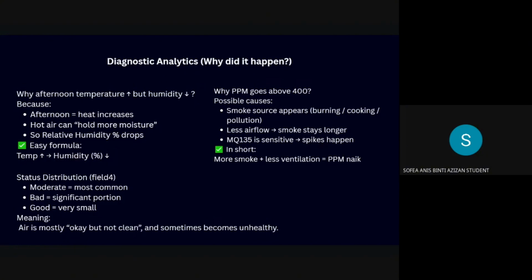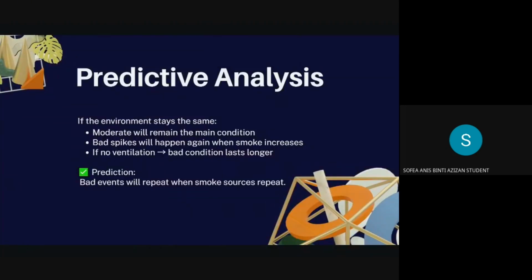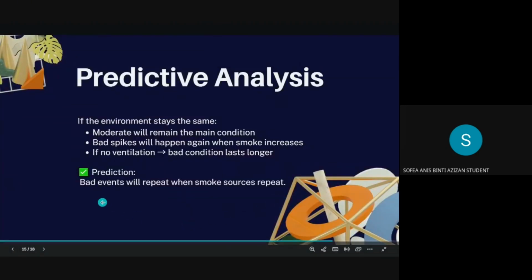Why does ppm go over 400? Possible causes are smoke sources occurring, like burning, cooking, or pollution. And also less airflow means smoke stays longer. And MQ135 is sensitive, so spikes can happen. So in conclusion, more smoke plus less ventilation equals rising ppm. From the data we can see that air is mostly okay but not clean, and sometimes can become unhealthy for us.